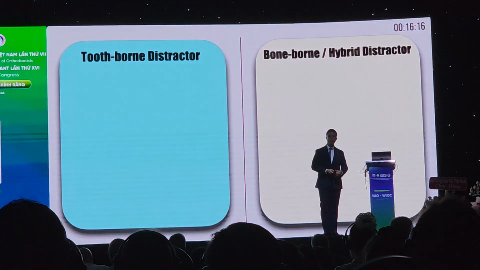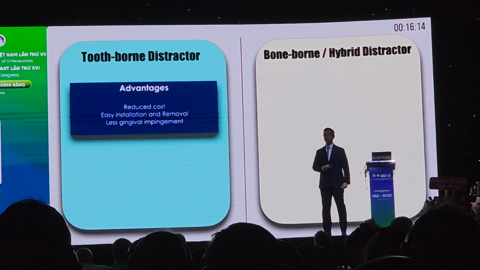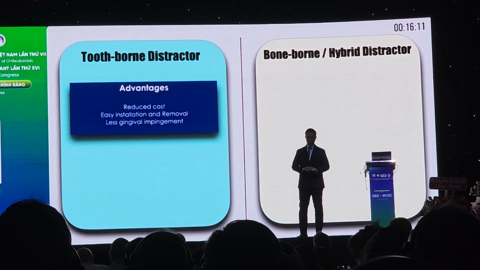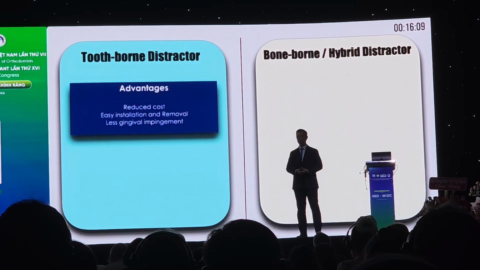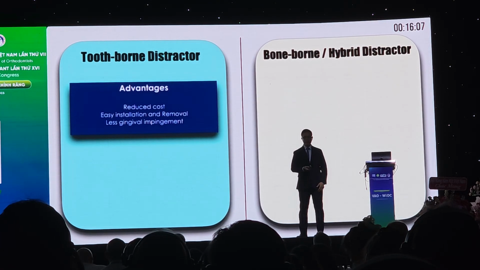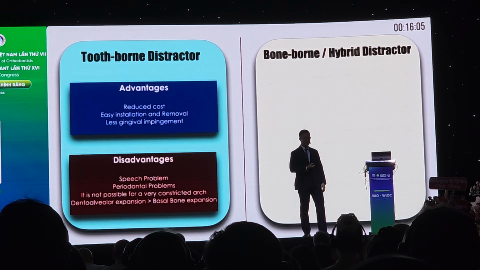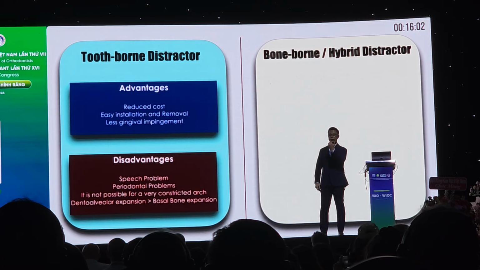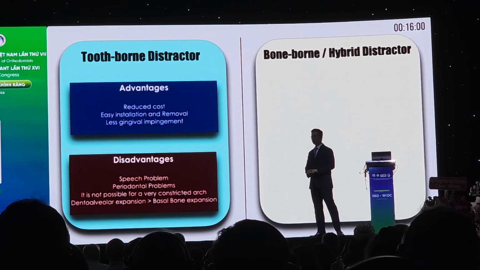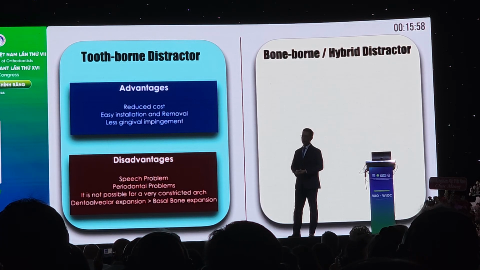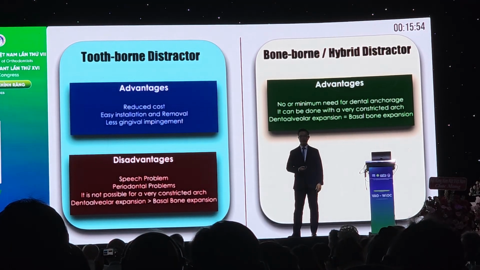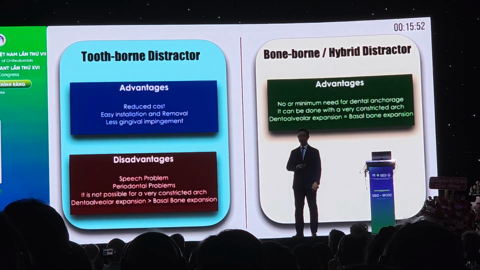So this type of tooth-bone distractor advantage is pretty cheap because it's the same as the RPE. It's a reduced cost, easy installation and removal. You don't need a second surgery. Less gingival impingement. However, the problem is speech problems, because it's positioned on the lingual side, and periodontal problems, you will have some issue. But the bone-bone or hybrid distractor's advantage is no minimum need for dental increase.